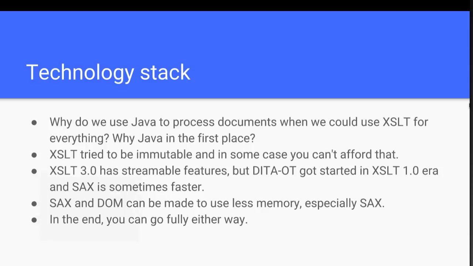XSLT3 has streamability capability. It can stream, but we're not using XSLT3 yet. We're actually stuck in Saxon 9.1 because the ODT plugin uses Java extensions. So we need to refactor that in order to upgrade to a newer Saxon version. And again, remember, when this project got started, it was XSLT 1.0 days. So again, if the code already exists, you can't really update it without rewriting.